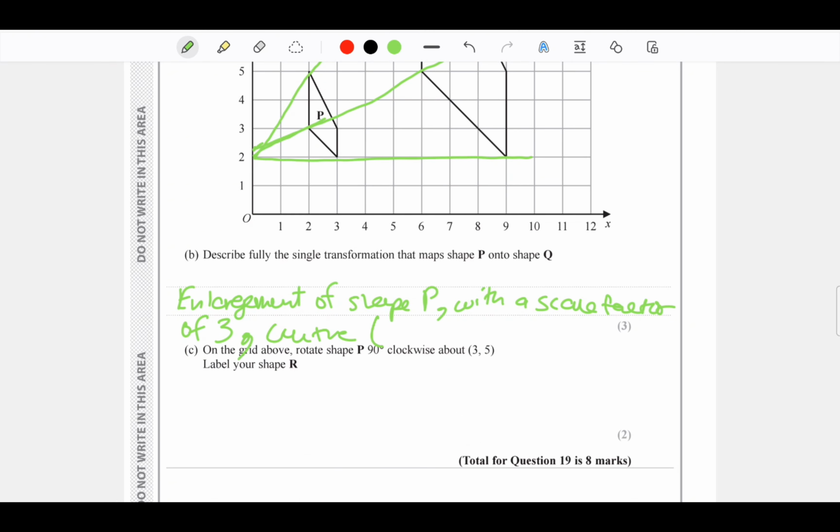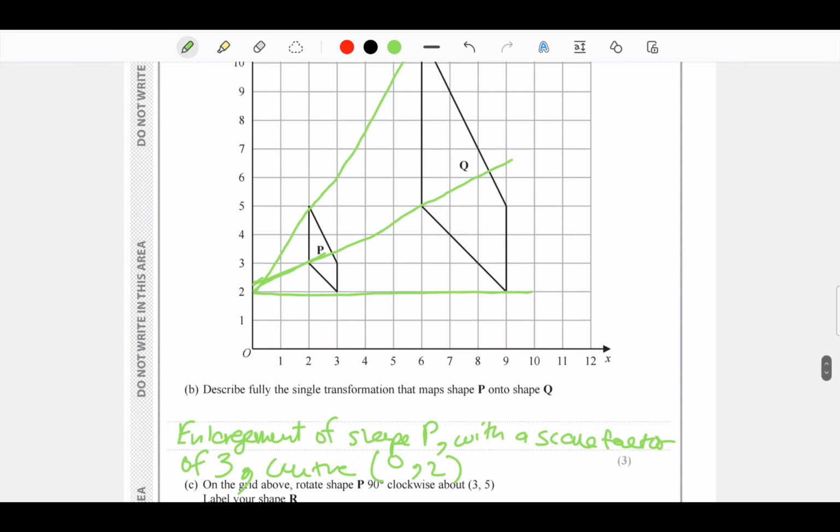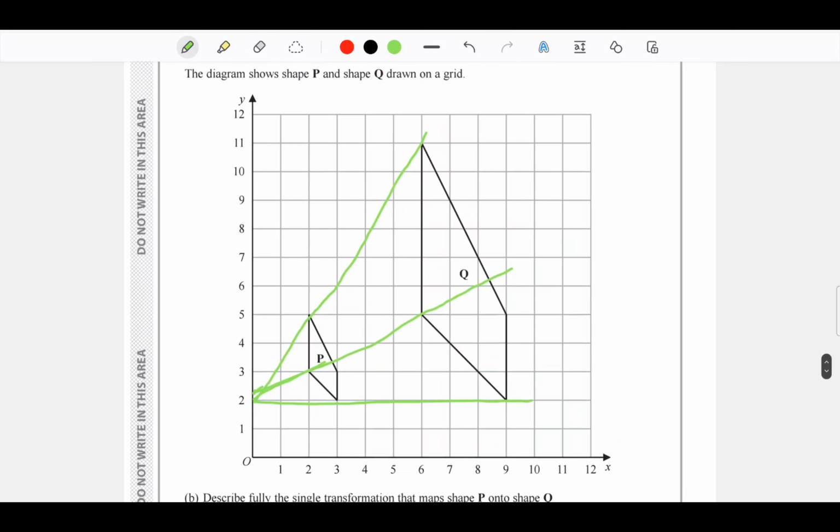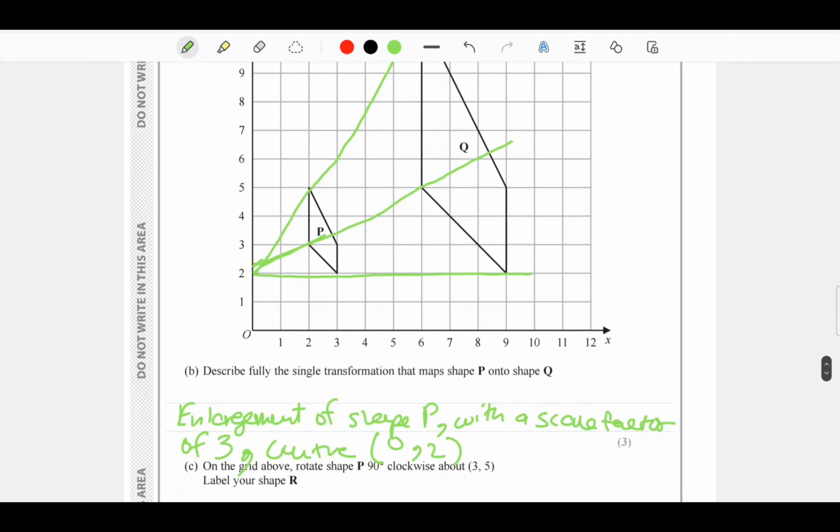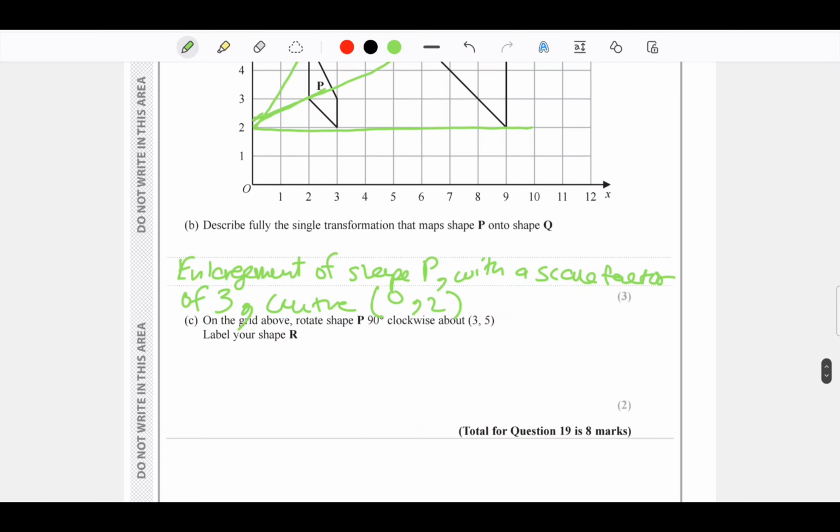So our center value is 0 and 2. X is 0, Y is 2. That would be our center value. Use a ruler, connect all the points, and you'll get this value.